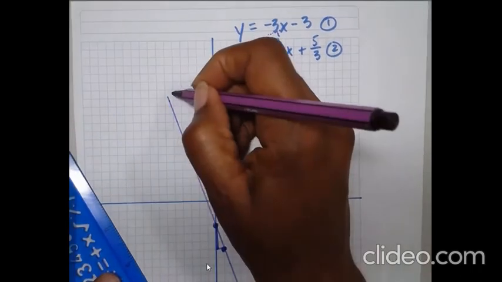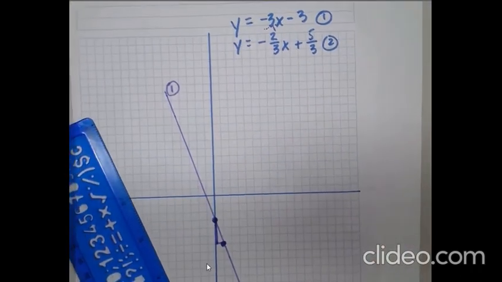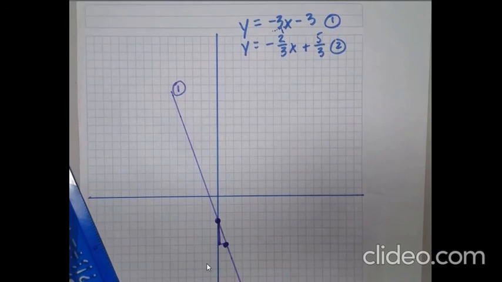This was our equation number 1. And then we have equation number 2. Let's use a different color. See if we can find something else that works for us.